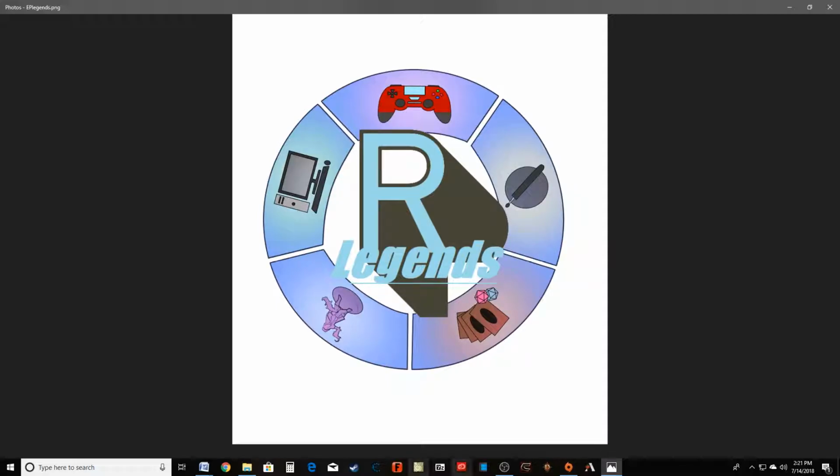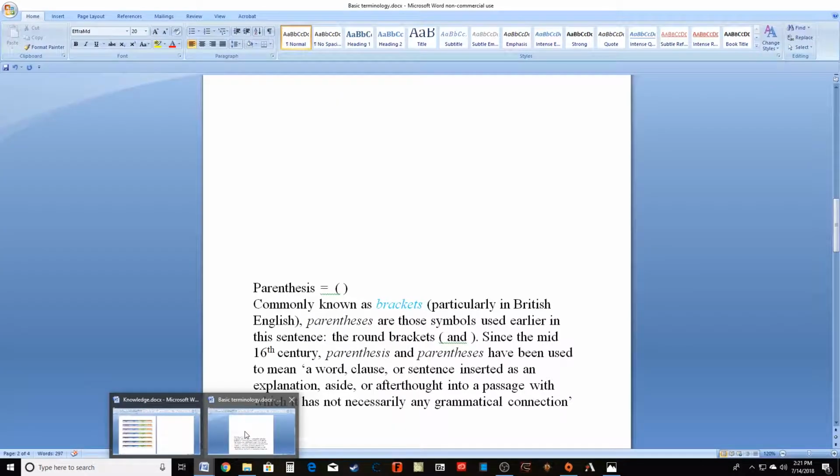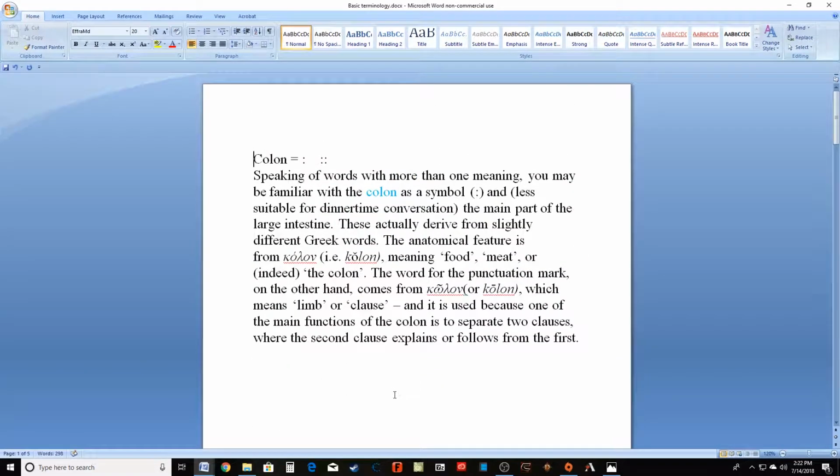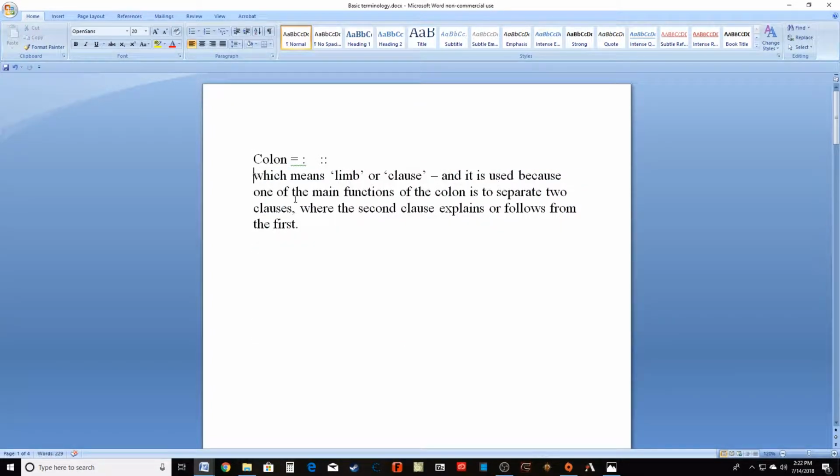colons. When you go in character, you're going to be using colons. Speaking of words with more than one meaning, you may be familiar with colons as a symbol, these little dots right here. We're going to ignore that other information, we don't need to know all that. What we do need to know is that one of the main functions of the colon is to separate two clauses where the second clause explains or follows from the first. So, remember, I broke the window with the chair, right? So I'm going to be doing this.